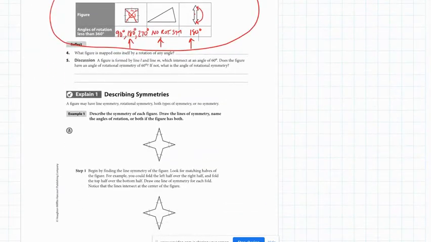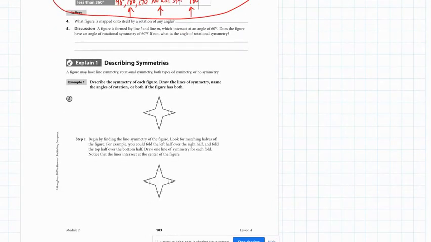And now some figures have both line symmetry and rotational symmetry, so that's what we're going to do in the next couple examples. So describe the symmetry of each figure. So this figure has rotational symmetry and line symmetry, so we want to try to draw as many lines as we can. So there would be 1, 2, 3, 4 lines of symmetry.